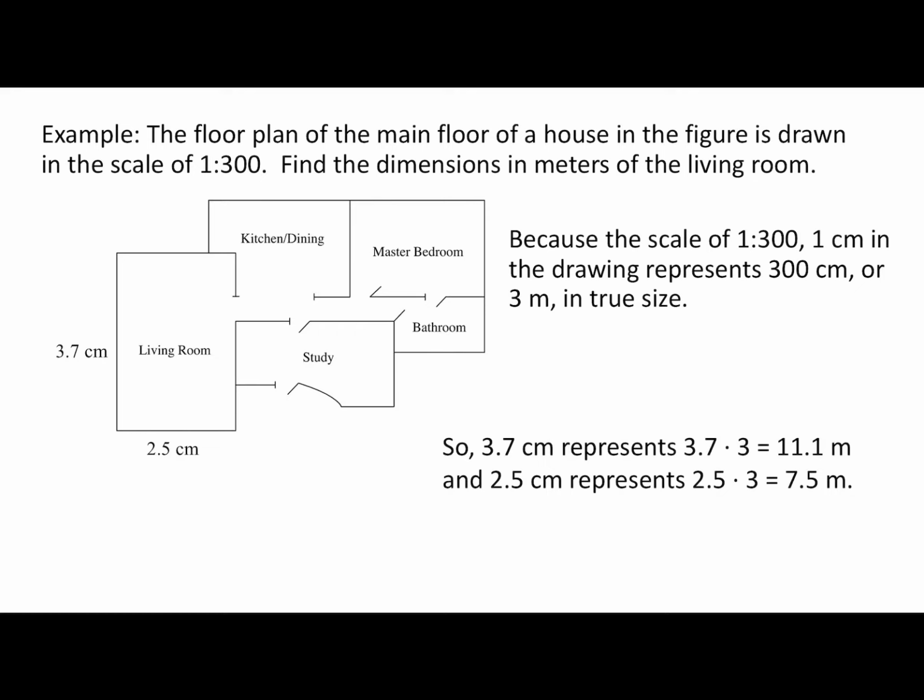Okay, so 3.7 centimeters here on the left-hand side of the living room represents 3.7 times 3 meters, or 11.1 meters. And down here, I'm going to multiply again by 3 to say that the width of the living room is 2.5 times 3, or 7.5 meters. Okay, so the dimension of the living room is 11.1 meters by 7.5 meters.